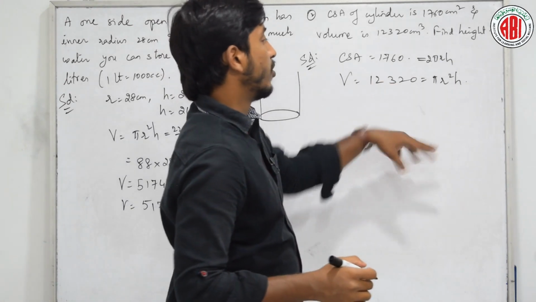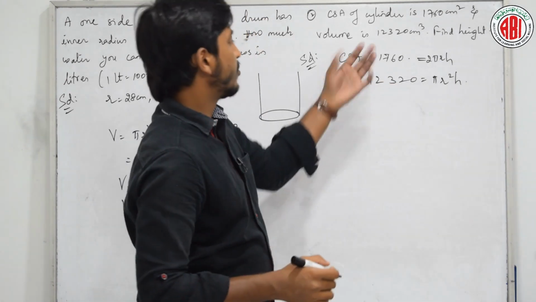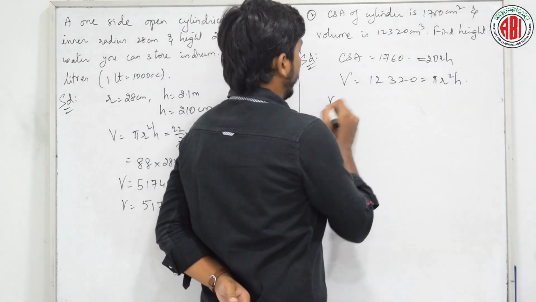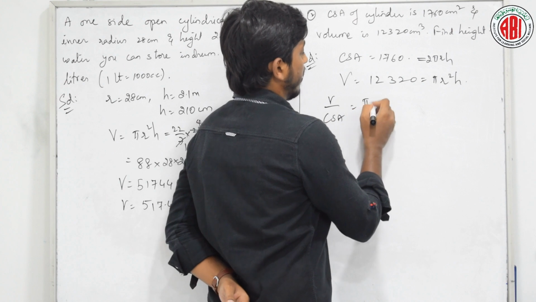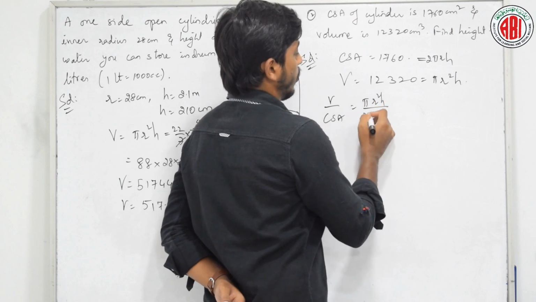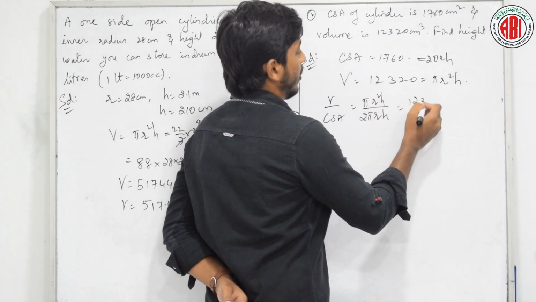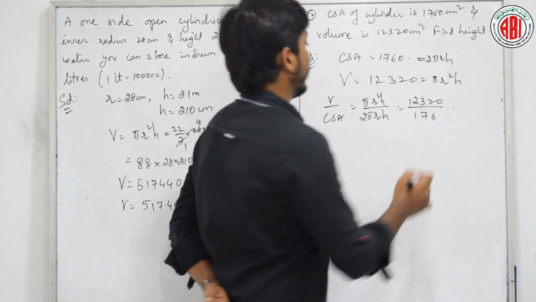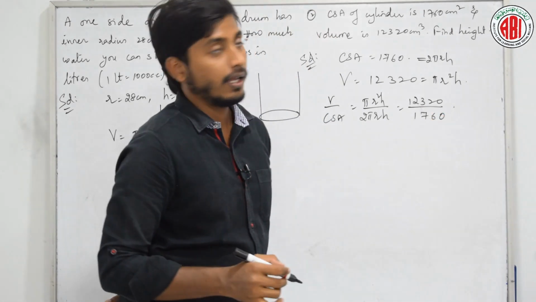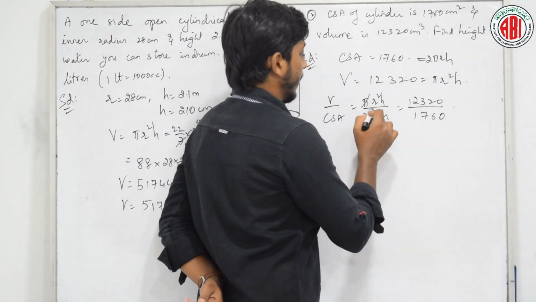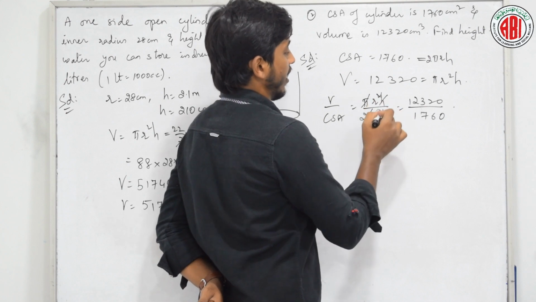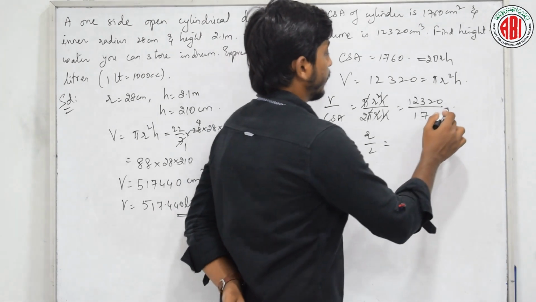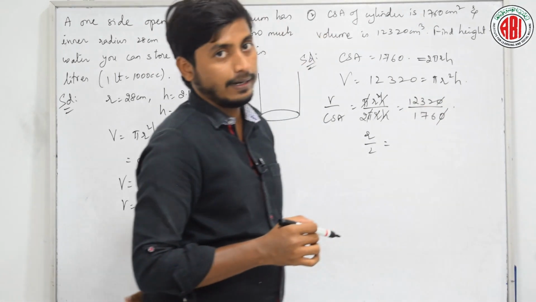Okay, if you divide both, you will get the value of R. Then substitute in some value, you will get the value of H. Now do that. V by CSA, that is pi R square H by 2 pi RH is 12320 by 1760, sorry. Now tell me, pi H and 1 R will get cancelled. R by 2 is equal to, see here, 0 will get cancelled.